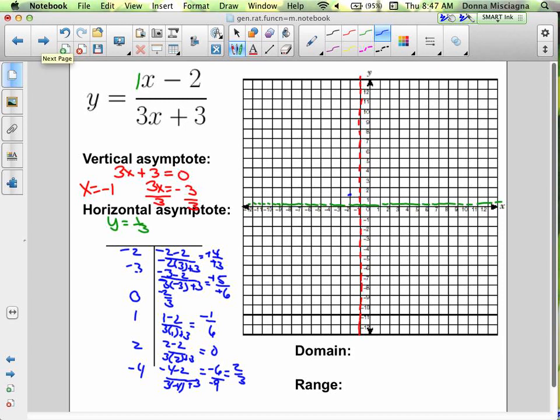So we have -2, 4/3, so 1 1/3 there. 5/6 is a little less than 1, and that's for -3. And then 2/3 is even a little less, so kind of small values there. On the other side, we have 1, -1/6. So that's right about here. Oh, I forgot 0. 0, -2/3. That's about there. And then we got 2, 0. And then we got -4 in there. All pretty small values, pretty close to hugging that.